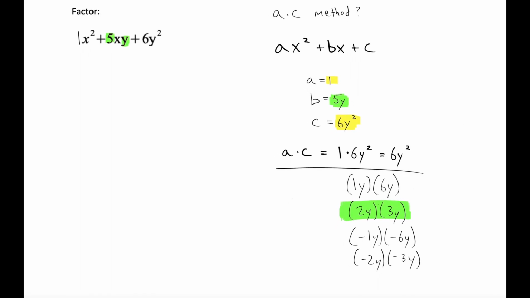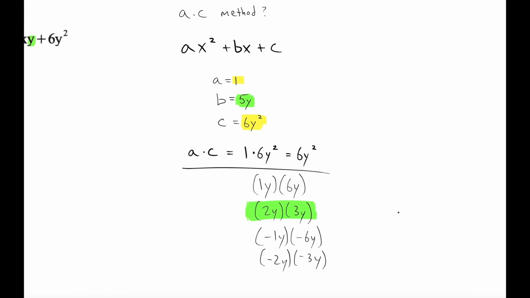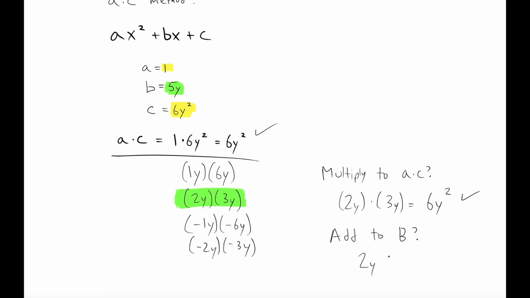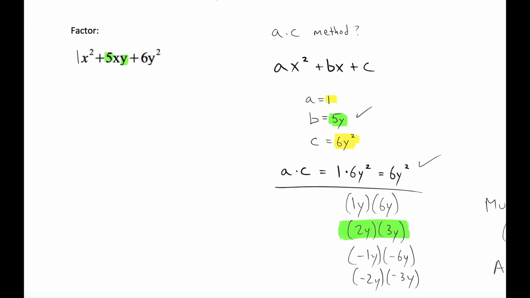So what I'm saying is, in the AC method, you want to check: do they multiply to a times c? 2y times 3y makes 6y squared. That checks. Do they add to the b term? 2y plus 3y makes 5y. So that checks. So that's the special combination.